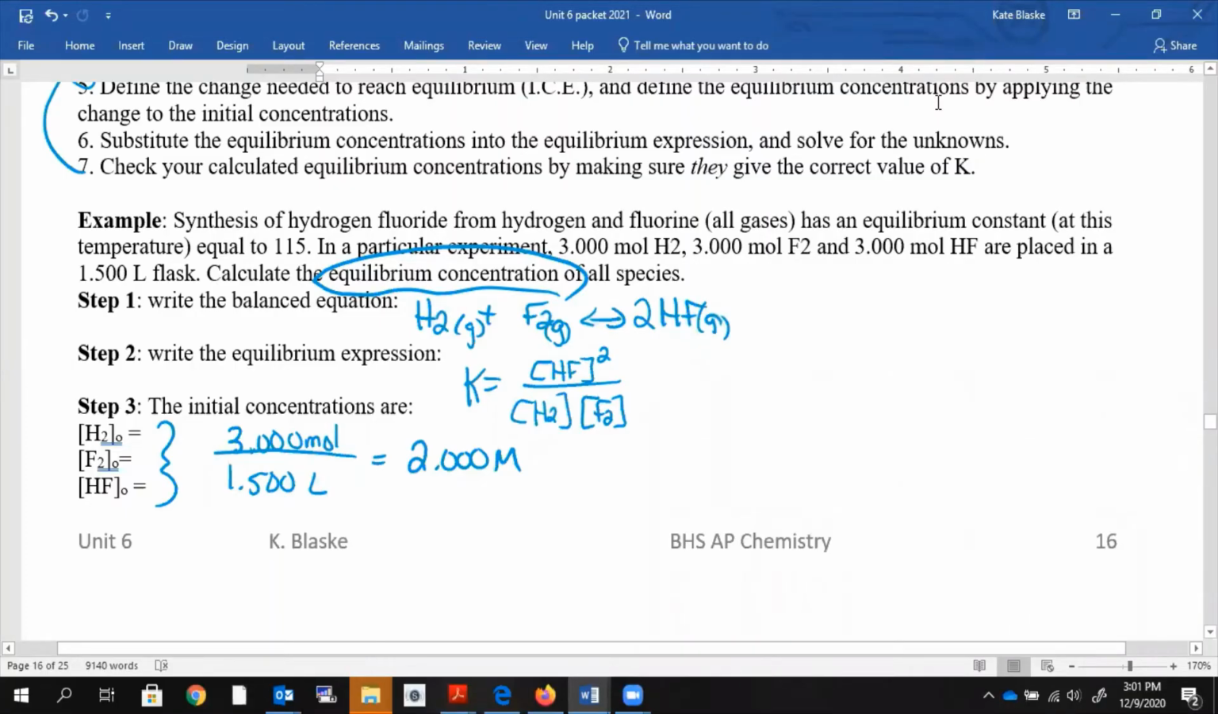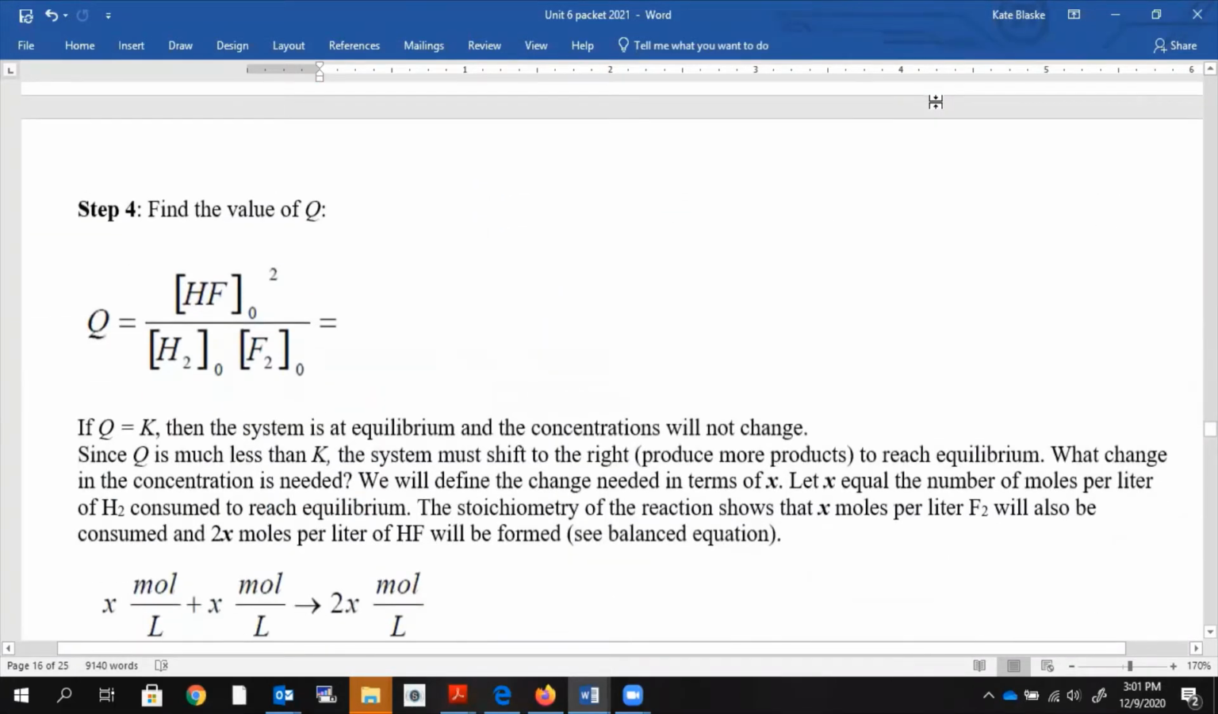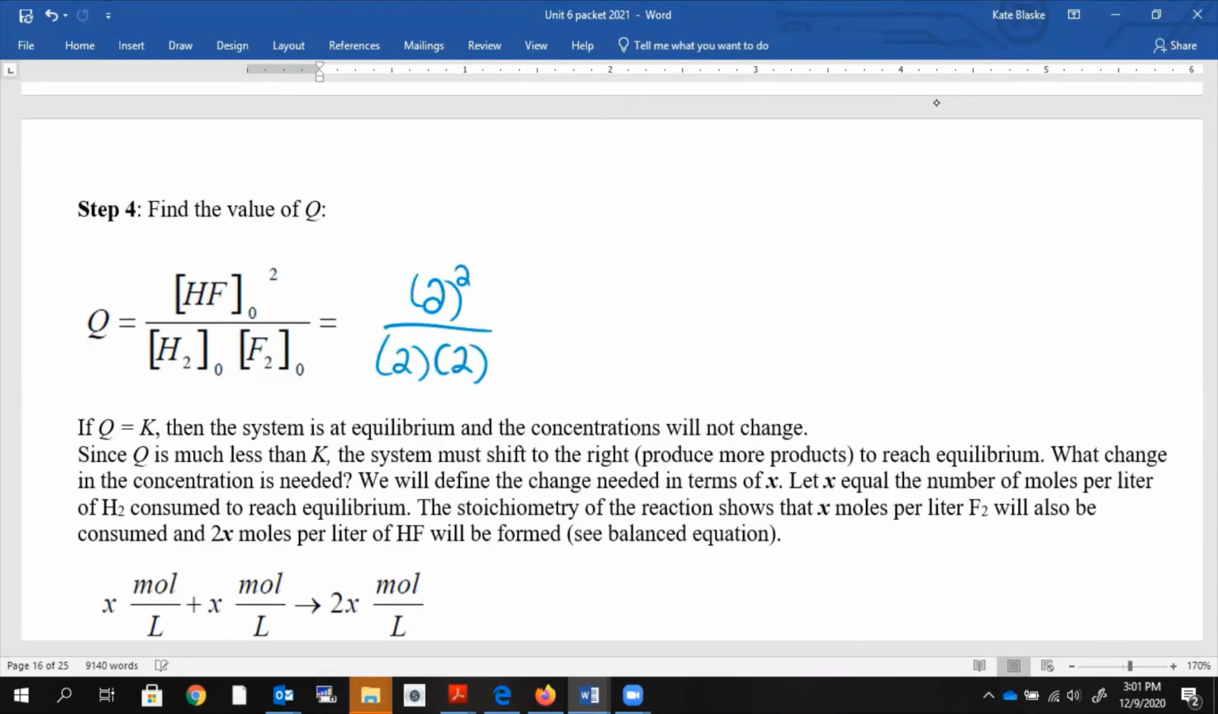Next, we need to solve for our Q to see which direction our reaction is going to shift. Because we have concentrations of both our reactants and our product, we're not sure exactly which direction this is going to go. So to solve for Q, equilibrium expression is the same for Q as it is for K. We plug our concentrations in here. So 2 molar HF, 2 molar hydrogen, and 2 molar fluorine comes out to be a Q of 1.